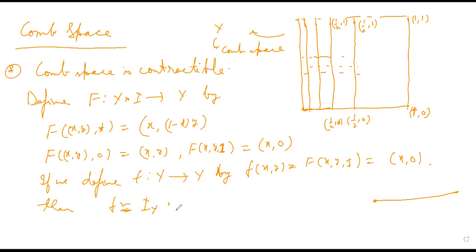What is f? f is a map from this Combi space to a contractible space. Hence, f is homotopic to a constant map also. So any two maps from an arbitrary space to a contractible space are homotopic. So f is a map from this Combi space to this, and hence f is homotopic to a constant map which takes each of its points to this particular point.